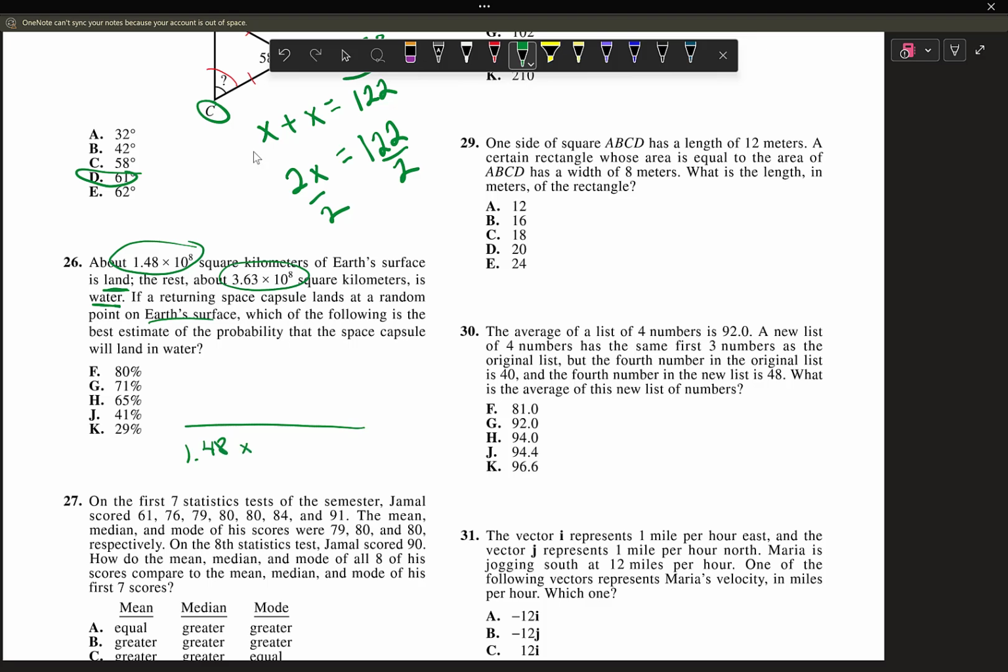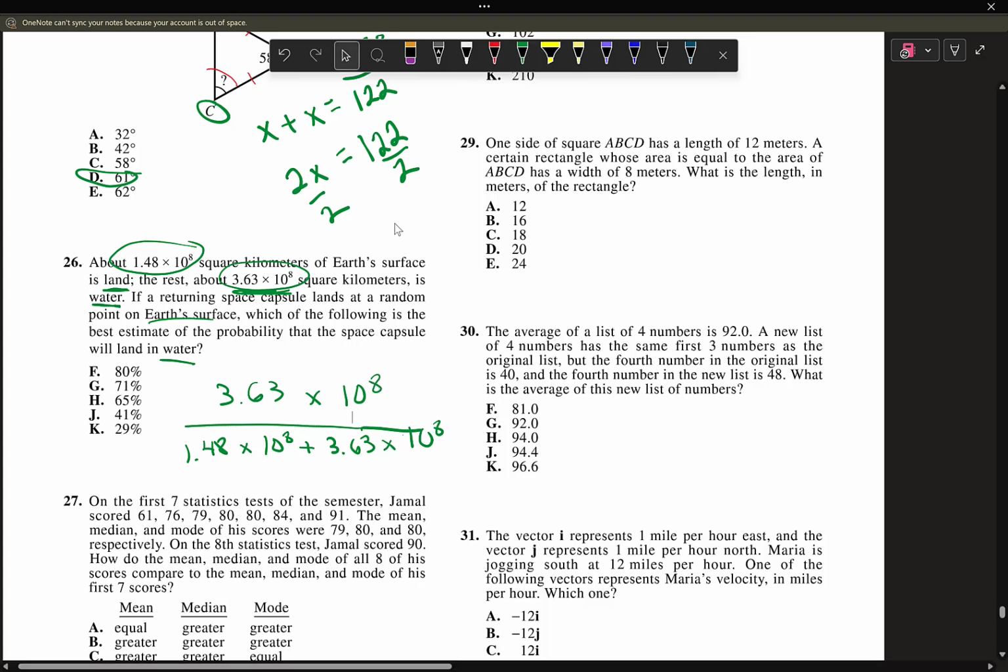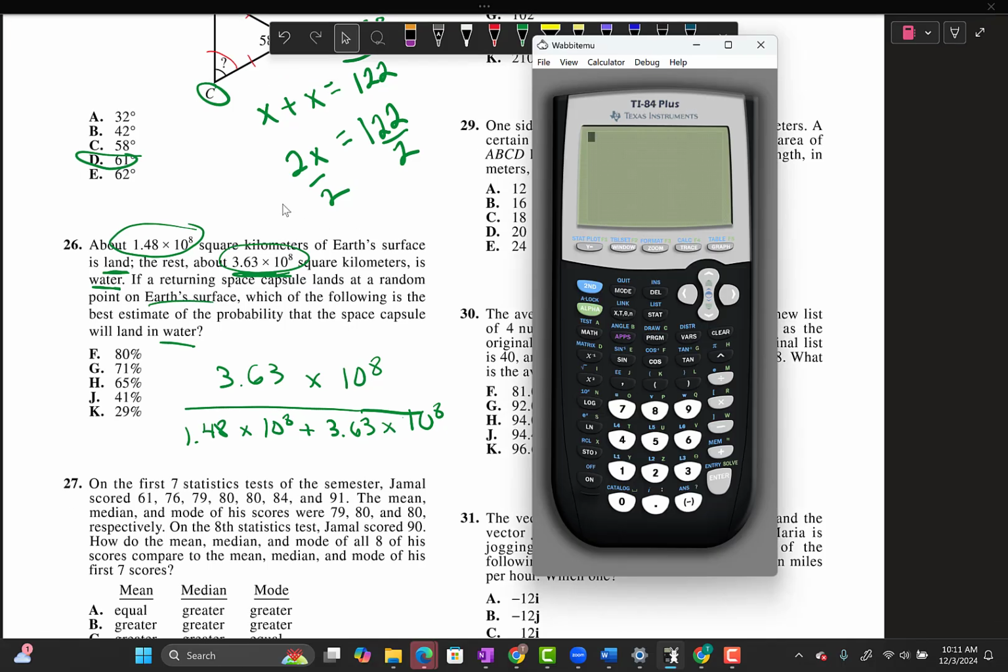So the denominator would be the sum of these two numbers, because this represents the total surface of the Earth. Now we want the probability the space capsule lands in water. So this one right here, 3.63 times 10 to the 8, that is our chances of landing in water. We'll let the calculator go from here.